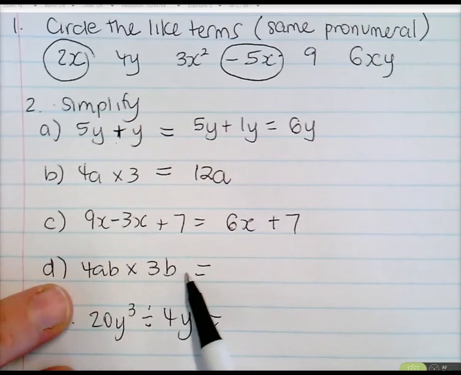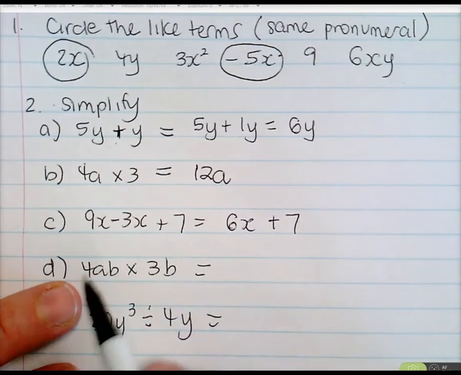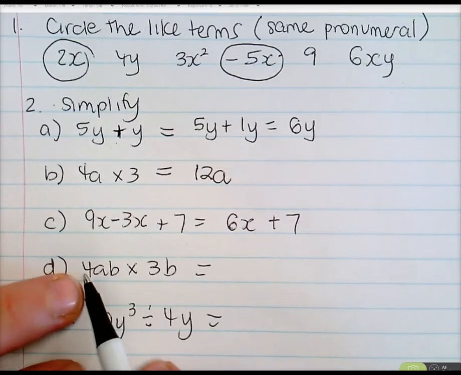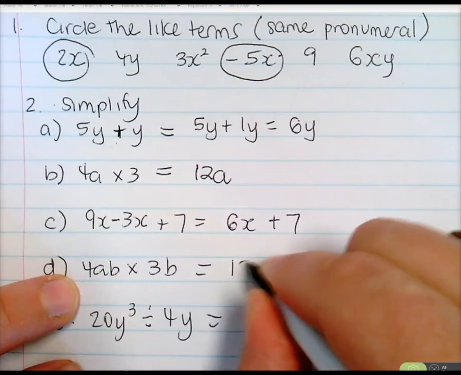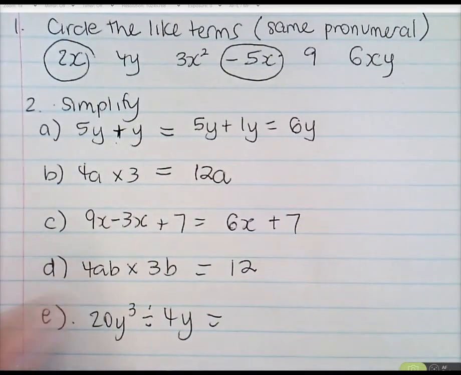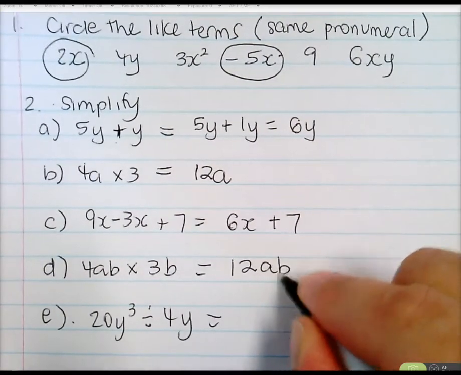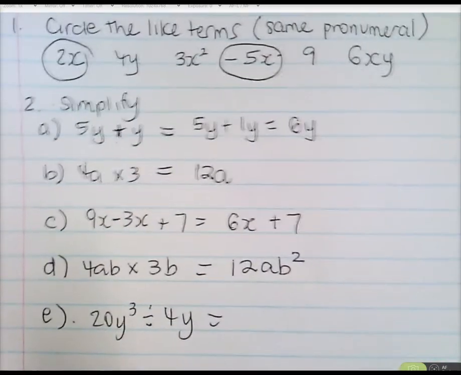Okay, this one is a times, so what would we get here? 4ab times 3b. So let's multiply the numbers first. 4 times 3 is 12. How many a's are there? There's only one a there, but b squared. So it's 12ab squared. All good?